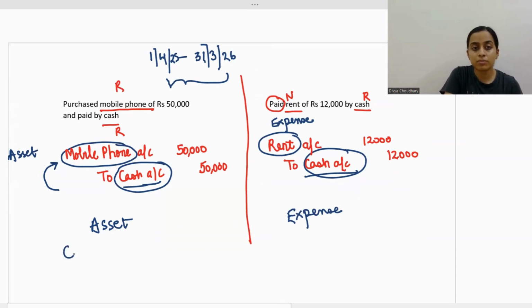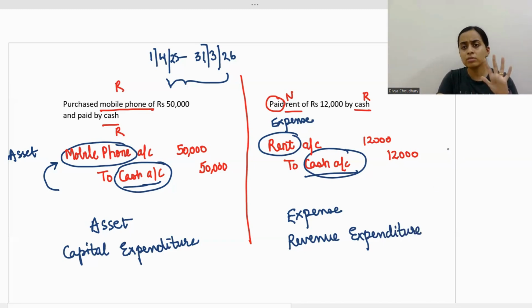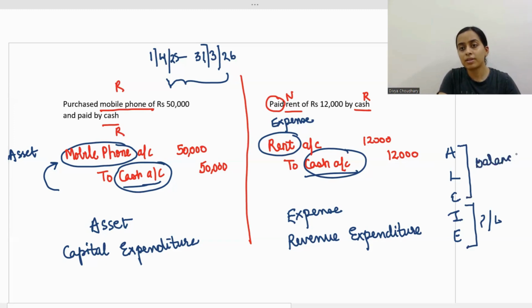एसेट को हम बोला, ये एक्सपेंडिचर को हम बोलते हैं कैपिटल एक्सपेंडिचर, और जो एक्सपेंस बनता है उसको हम बोलते हैं रेवेन्यू एक्सपेंडिचर. We've got 5 items: asset, liability, capital, income and expenditure. इनकम एंड एक्सपेंडिचर से हम प्रॉफिट एंड लॉस अकाउंट बनाते हैं, एंड एसेट, लायबिलिटी, कैपिटल से हम बैलेंस शीट बनाते हैं.